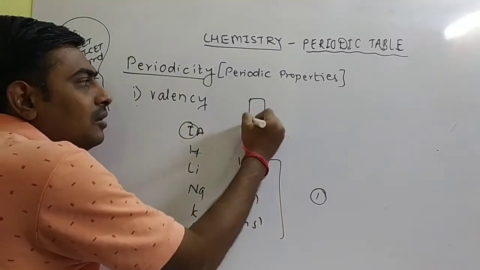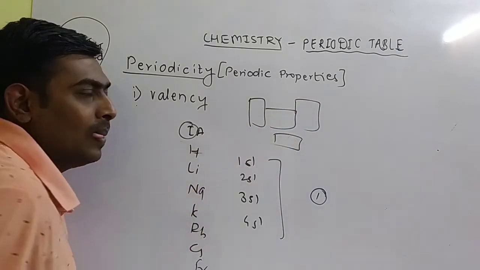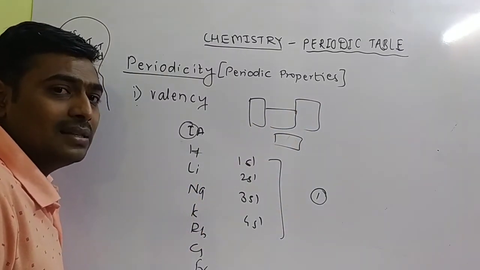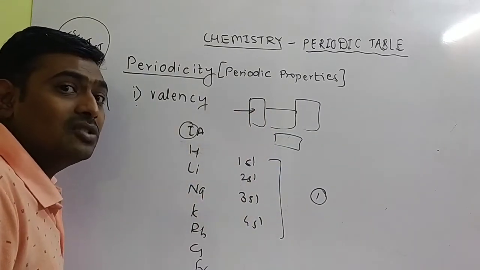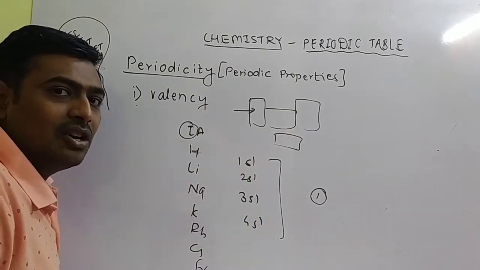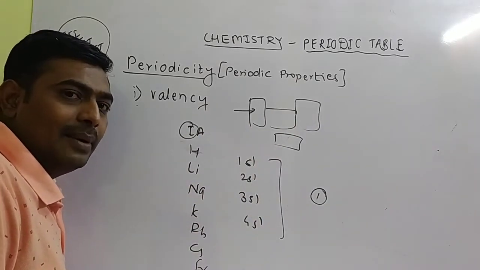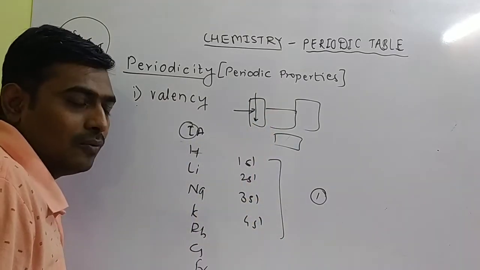S block, then D block, then P block, and F block: different blocks contain different valencies. When you consider the S block, it contains 1 or 2 valence electrons. As we move from left to right, the valency of elements in the periodic table increases. But from top to bottom, valency is the same in the group.